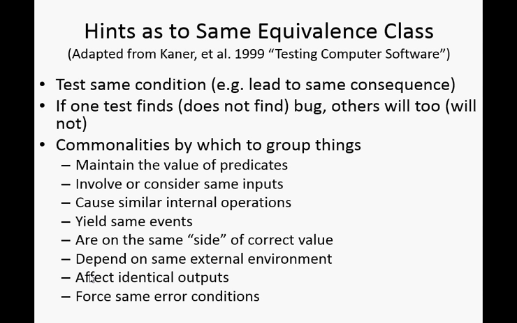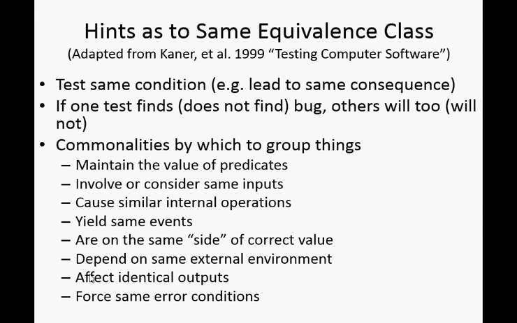A couple hints as to the equivalence classes. I recognize what I'm talking about are fairly toy examples, but they're common ones too. I mean, not square root perhaps, but things like edit boxes, entering numbers. These are common things, and having a few principles for them can be useful.